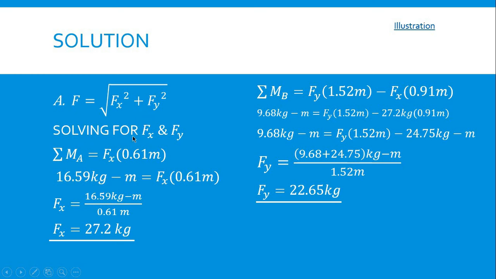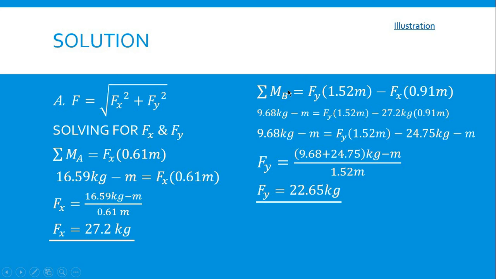So in solving for F of X and F of Y, the summation of moments in A is equal to F of X multiplied by distance, which is 0.61 meter. 16.59 kg/meter is equal to F of X multiplied with 0.61 meter. F of X is equal to 16.59 kg/meter over 0.61 meter. F of X is equal to 27.2 kilograms.